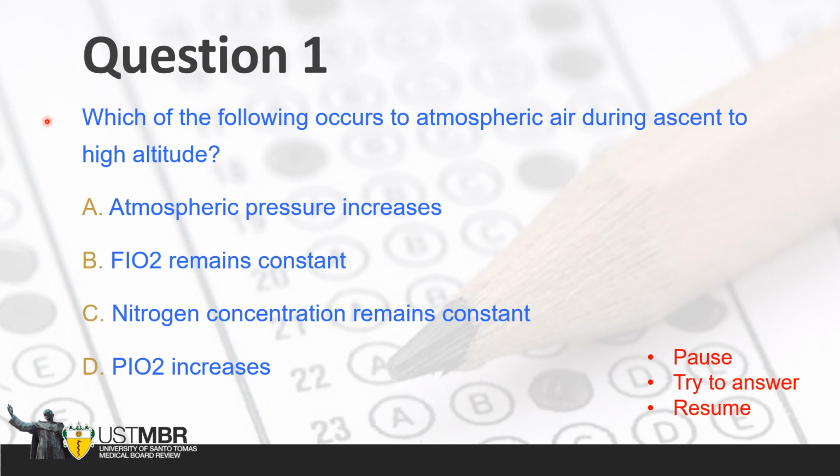So this is the first interactive question. Which of the following occurs to the atmospheric air during ascent to high altitude? A. Atmospheric pressure increases. B. The FiO2 remains constant. C. Nitrogen concentration remains constant. And D. The inspired oxygen tension increases. So what I want you to do is pause the video, try to answer it, and once you have an answer, resume your viewing.